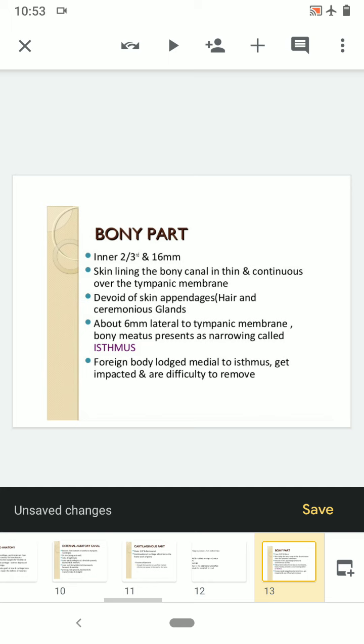Now coming to the next part, the bony part, which is the inner 2/3 of the canal, 16 millimeters. The skin lining the bony canal is thin and continuous over the tympanic membrane, forming the outer layer of the tympanic membrane. It does not have any skin appendages, and it becomes narrowed. This narrowing of the bony part is called the isthmus. About 6 millimeters lateral to the tympanic membrane, it gets narrowed and it is called the isthmus. A foreign body, if impacted medial to this isthmus, becomes very difficult to remove, because once it goes in, it is very narrow.